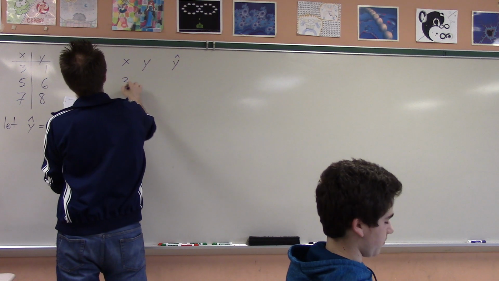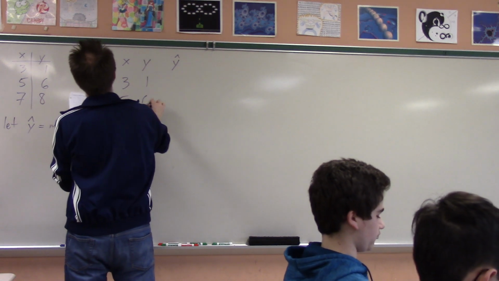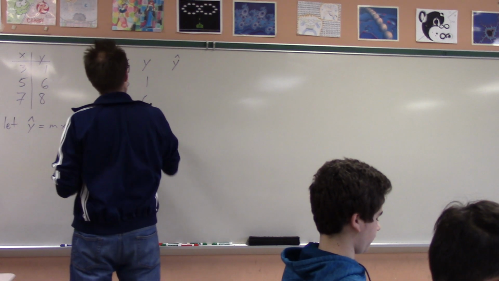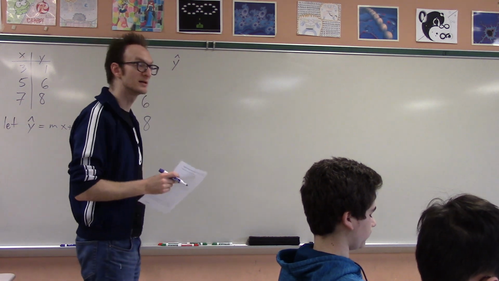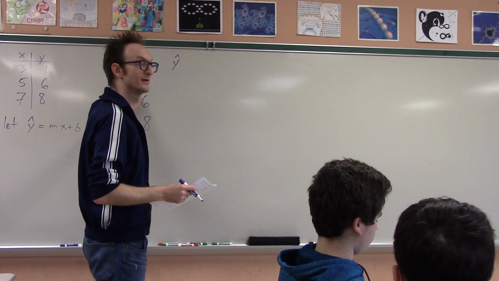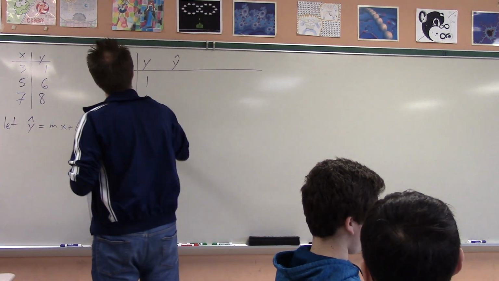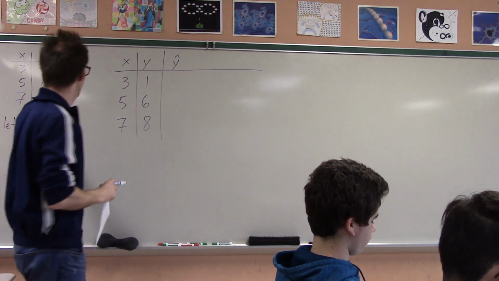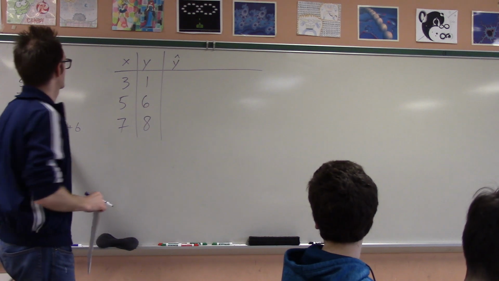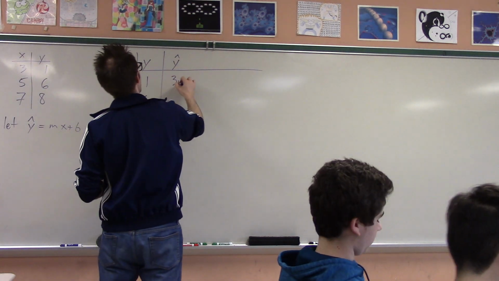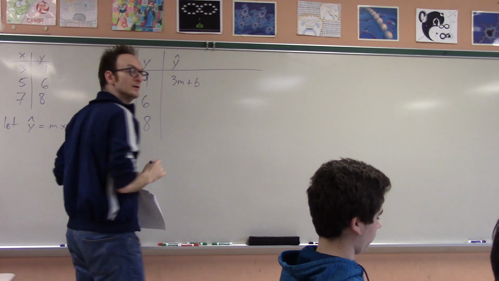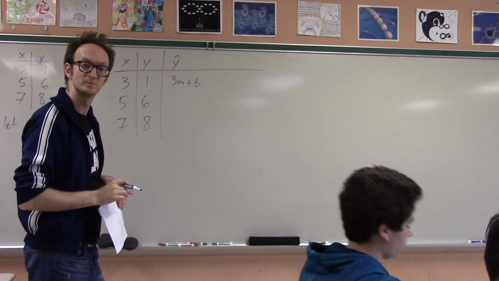So here we have 3, 1; 5, 6; 7, 8. What is y hat, for example, for the first pair of points? 3m plus b. Yeah, it's mx plus b. So when x is 3, this is 3m plus b. Who's with me? I'm with you.